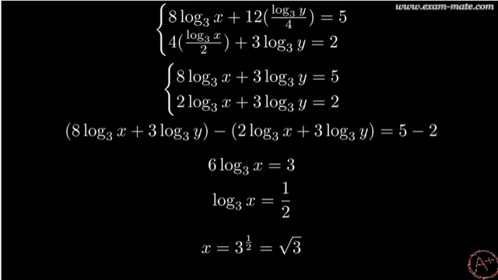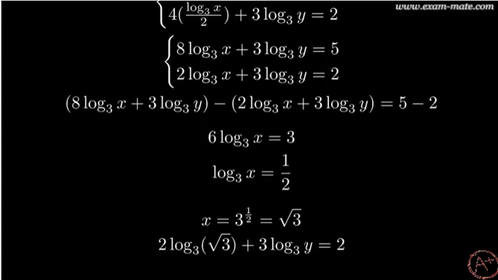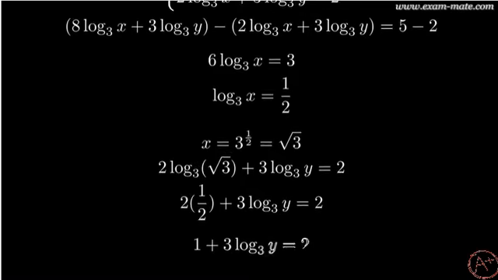Now, we can substitute this value of x back into one of our simplified equations. Let's use the second equation. 2 log base 3 of square root of 3 plus 3 log base 3 of y equals 2. Simplify the first term. 2 times 1/2 plus 3 log base 3 of y equals 2.